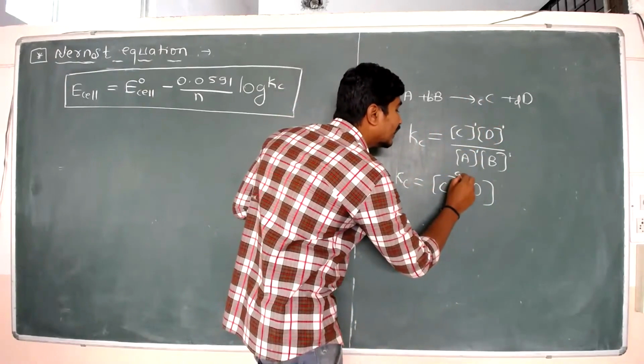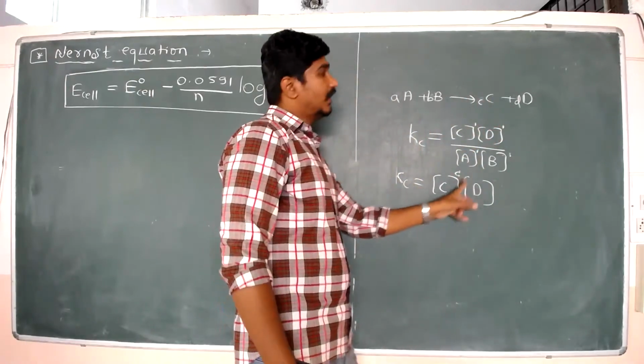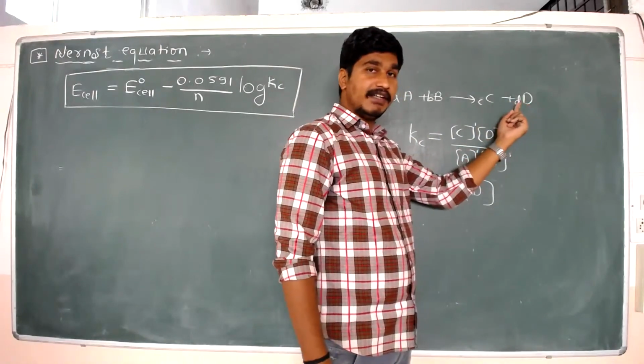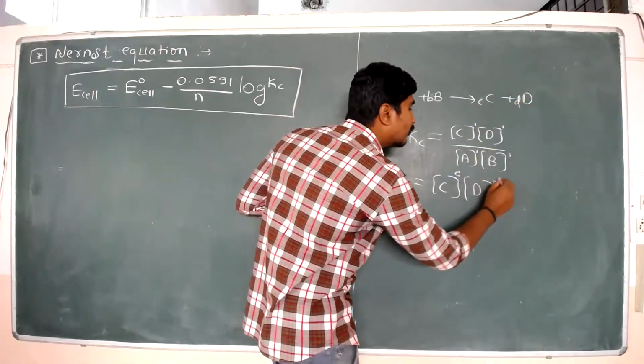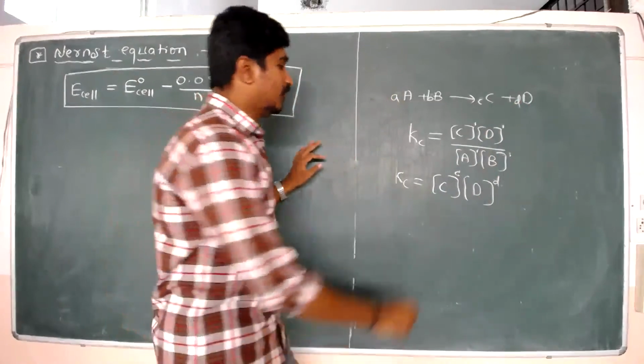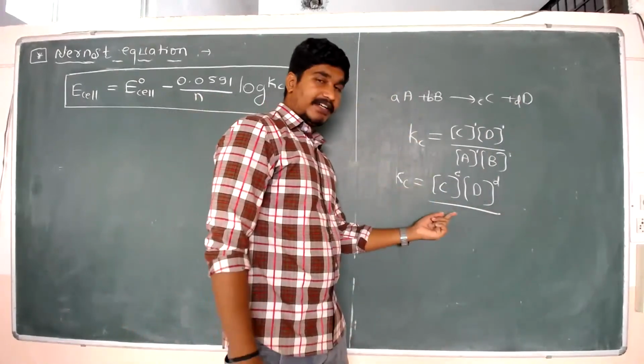Therefore you have to write it over here C, small c. Here, what is the coefficient of this product D? Small d is there. Therefore, you should write over D, small d. Now, divided by, now the concentration of reactants you have to write here.